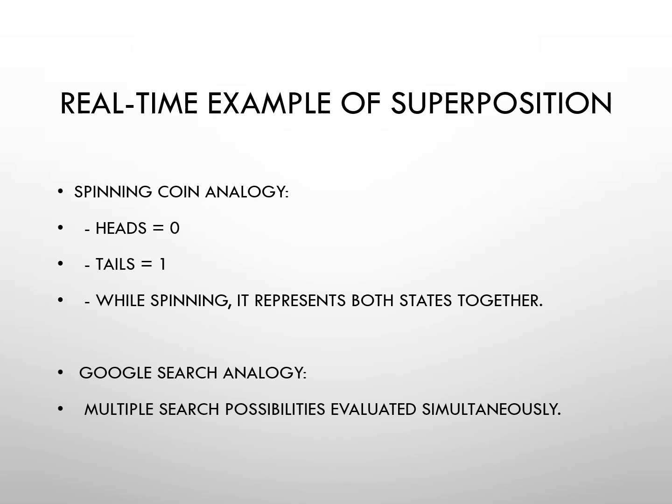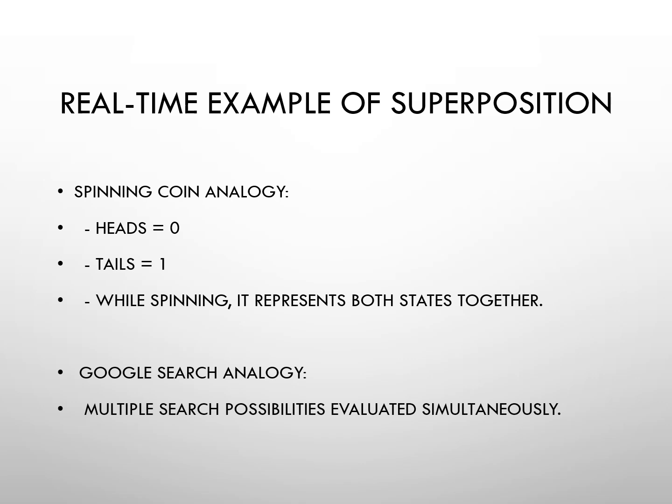While spinning, it represents both states together. Once we flip a coin, and the coin is in the flipping phase, we don't know whether the state is 0 or 1. That is where exactly the principle of superposition comes into the picture. As we discussed in the previous slide, quantum computing processes data in terms of qubits, and a qubit can be in 0 and 1 both simultaneously.